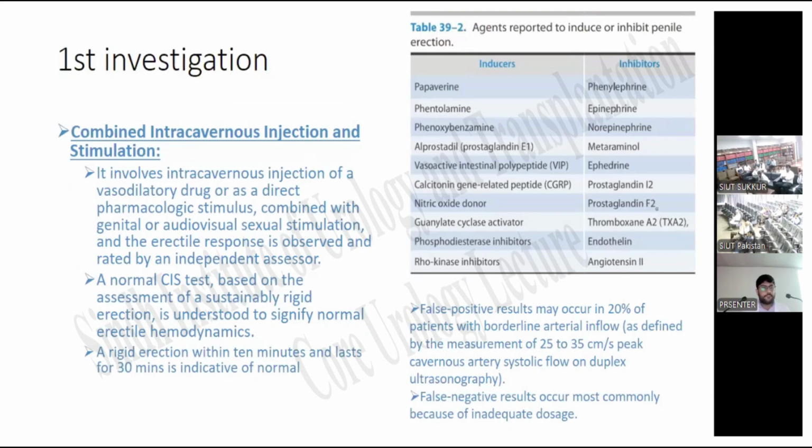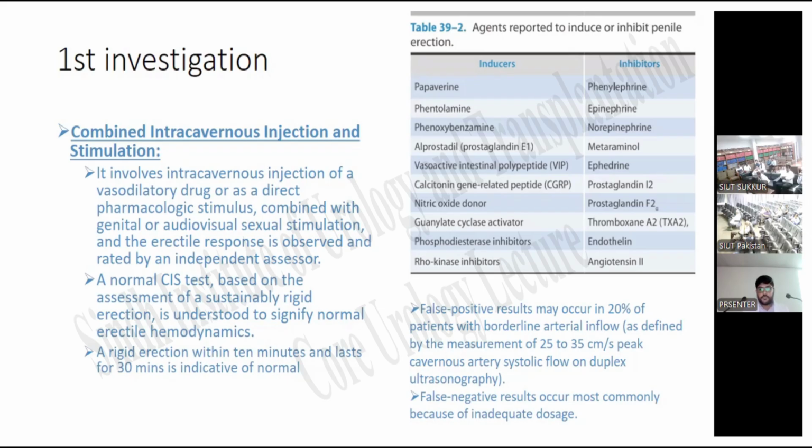First investigation, combined intracavernous injection and stimulation. It involves intracavernous injection of a vasodilatory drug as a direct pharmacological stimulus, combined with genital and audiovisual sexual stimulation, and the erectile response is observed and rated by an independent assessor. A normal CIS test based on the assessment of a sustainably rigid erection is understood to signify normal erectile hemodynamics. A rigid erection within 10 minutes that lasts for 30 minutes is indicative of normal.